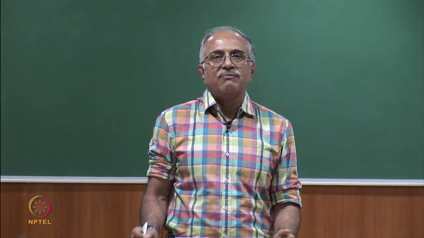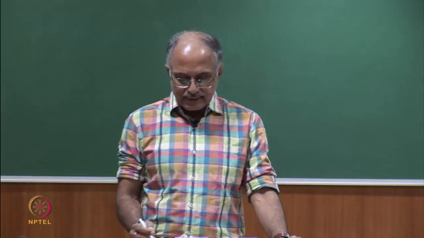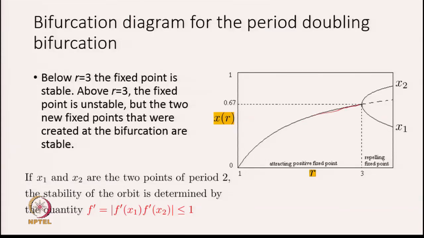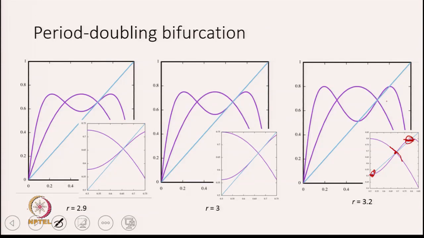So, the bifurcation diagram for this bifurcation looks something like this. We had a period 1 point which was attracting for r between 1 and 3. Above r is equal to 3, that period 1 orbit went unstable. So, we indicate this in dashed lines over here. Just at r is equal to 3 and above, we found that there were 2 points of period 2 that were created. Let us call them x1 and x2. They are the 2 points that we found over here. This is x1, this is x2, all right.